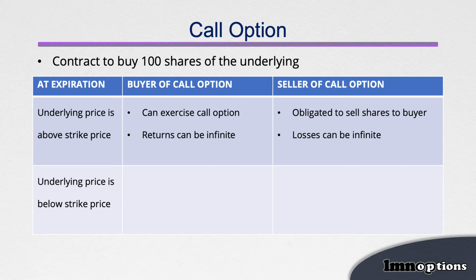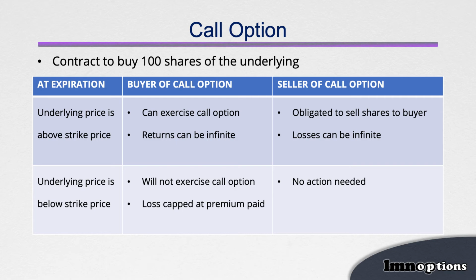in order to sell to the buyer of the option at the strike price. In scenario 2, where the market price of the underlying is below the strike price of the call option, the buyer of the call option will not exercise the right as he can simply buy the shares at a much lower price in the market. Therefore, there will be no action needed on the seller of the call option as the buyer will not exercise his right. The maximum loss of the buyer of the call option will simply be the premium that the buyer has paid for the option. And as for the seller, the maximum return will be capped at the premium received for the call option.